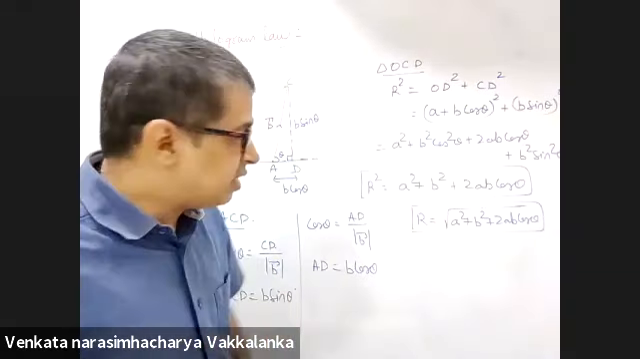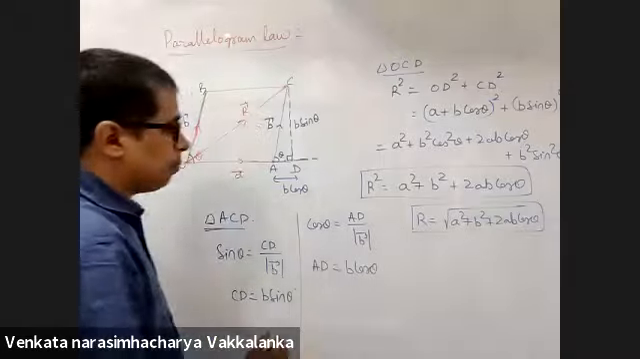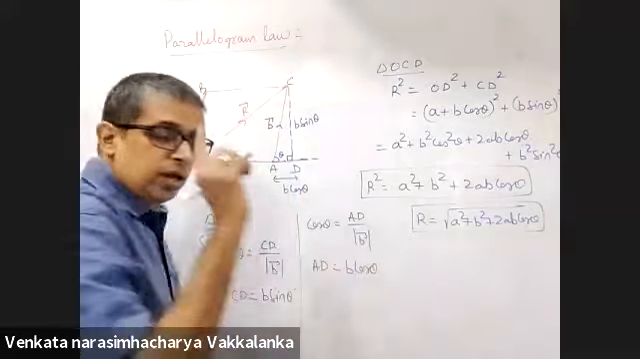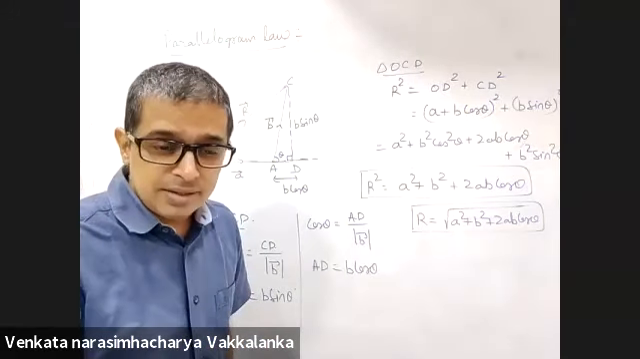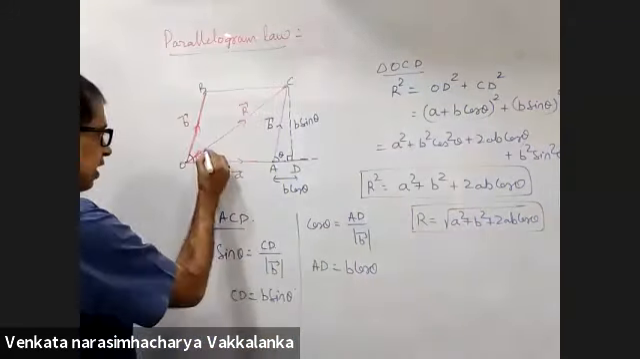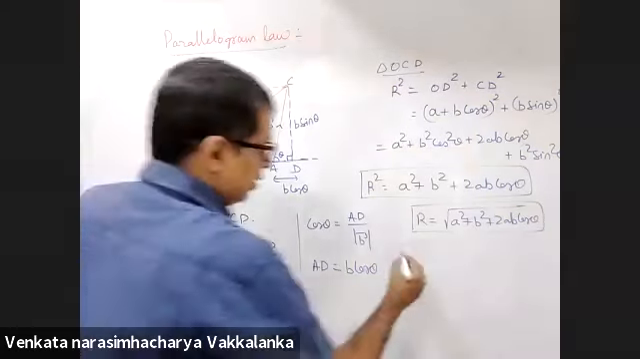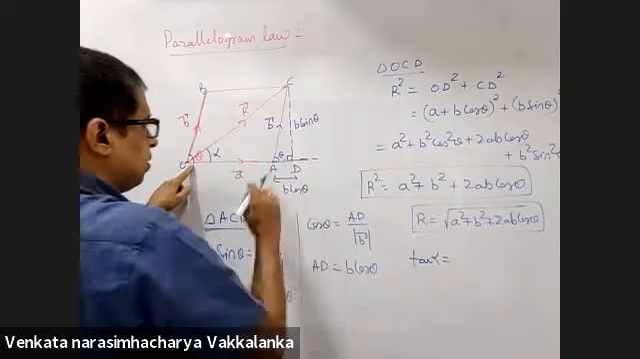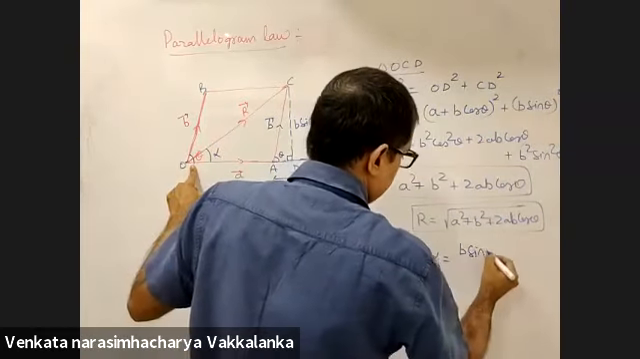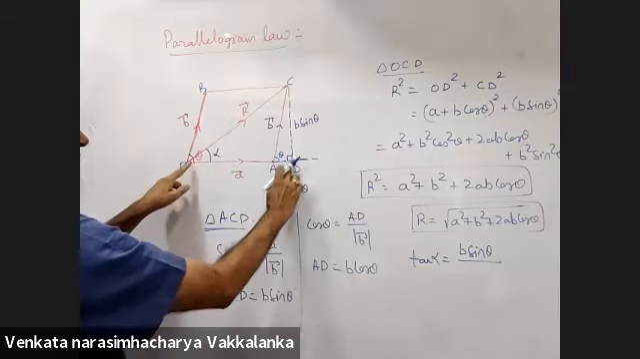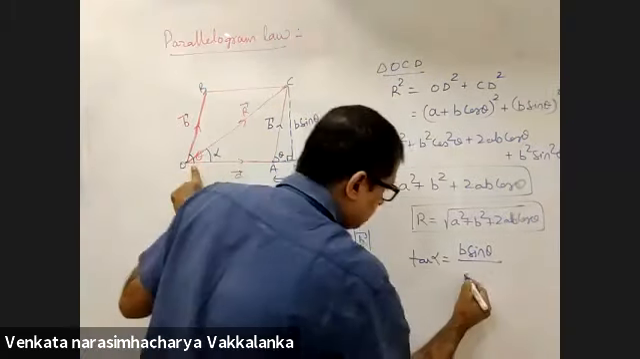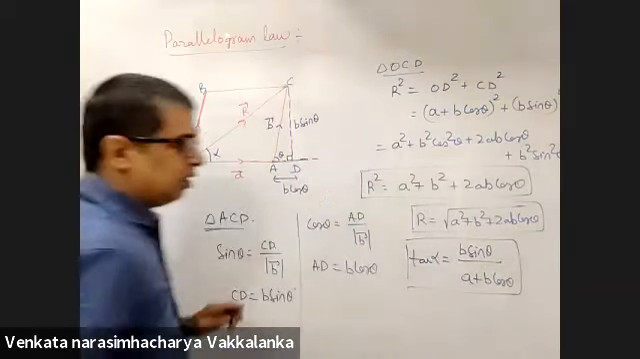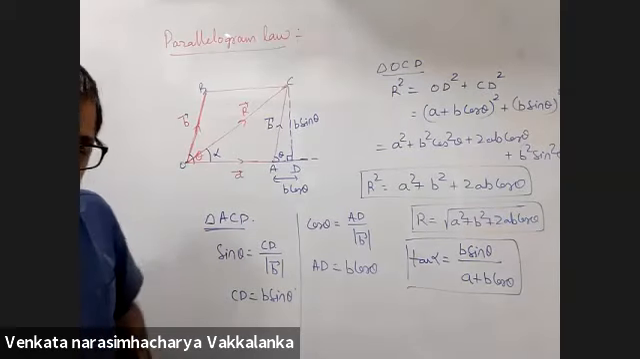Firstly, I'll dictate the statement, but before that, one more point. Whenever I tell you the vector, I should tell you the magnitude and its direction as well. Direction is alpha. Tan alpha will be opposite side by adjacent side, which is B sin theta divided by A plus B cos theta.